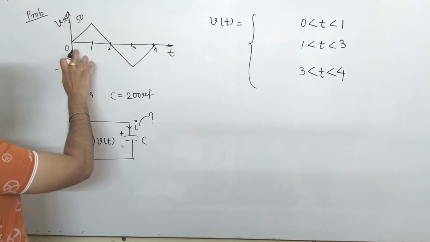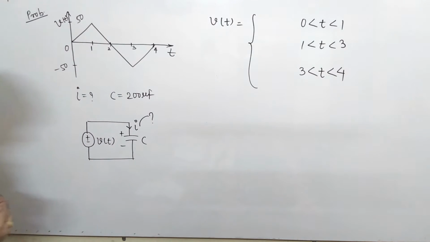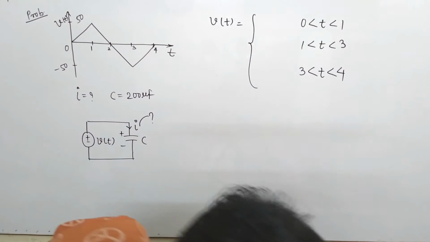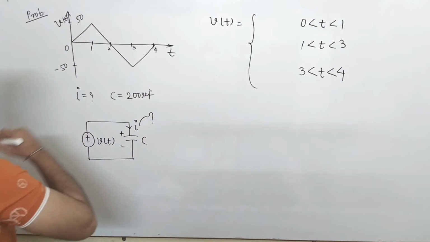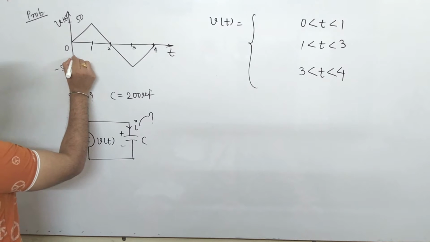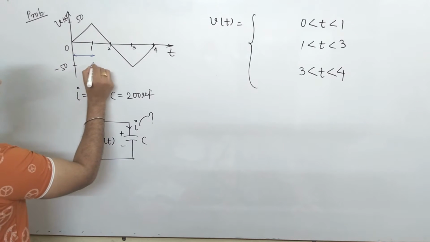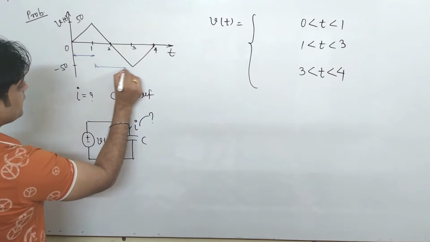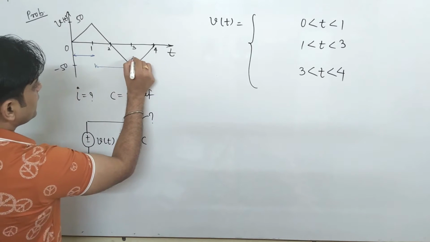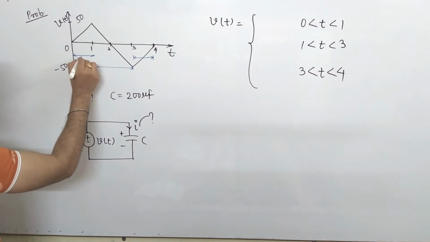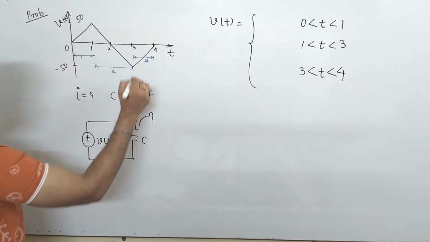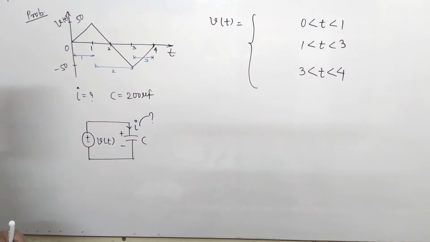I have taken 3 different time intervals. Now see, this is our first time interval from here to here, from here to here our next time interval, and from here to here our next time interval. So this is our 1, this is our 2, and this is our 3, and as I mentioned here, basically we have to find the value of these time intervals.